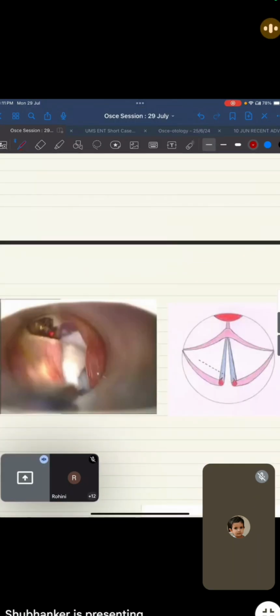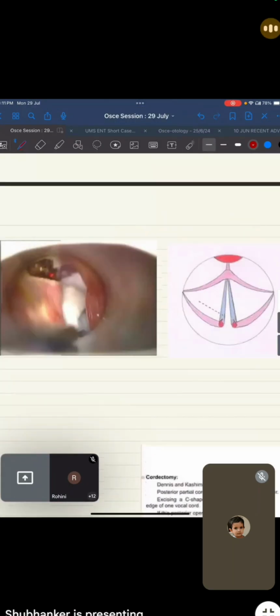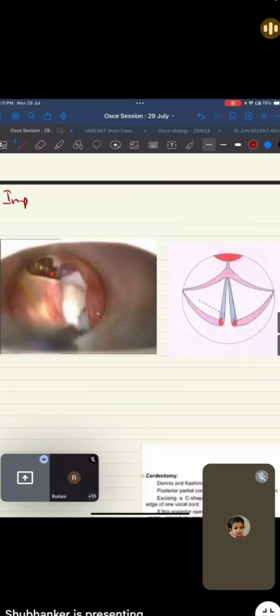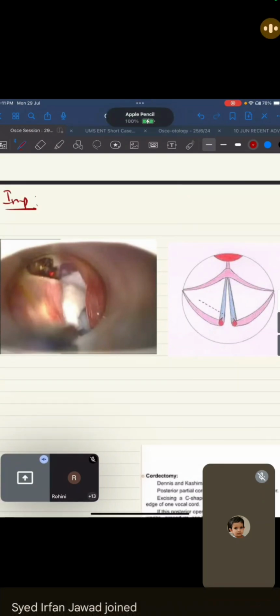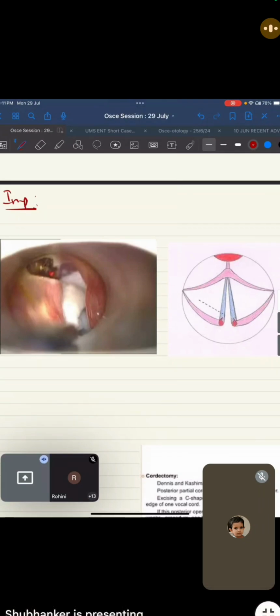Third and fourth one, this is important. Now they might give you a clinical history that a 35-year-old male came with complaints of stridor. They might give you an endoscopy picture, they might give you a clinical picture, something like that, so that you see that both the vocal cords are adducted. Now this is the surgery which is taking place.